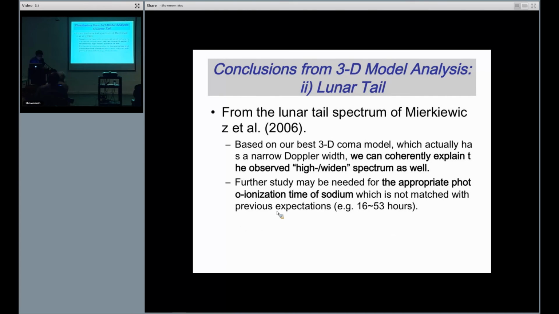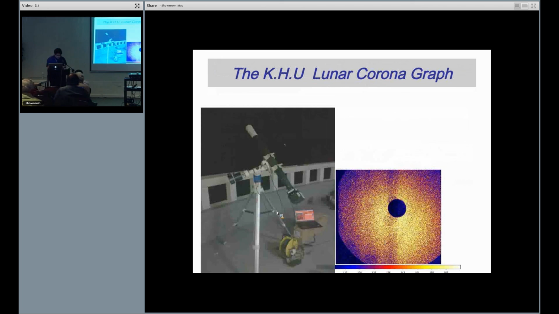And also, based on our best 3D coma model, which actually has a very narrow Doppler width, we can coherently explain the observed high and widened spectrum as well. And so far in the literature, people have adopted various values for the photoionization time of sodium. So it may be necessary to study further the appropriate value around 1 AU orbit from the Sun.